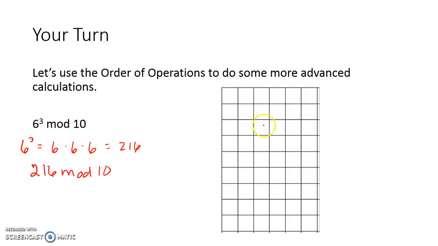And over here, I go and I divide 216 by 10. 10 doesn't go into 2, but it goes into 21 twice. So 2 times 10 is 20. When I subtract, I get 1. Bring down the 6. 10 goes into 16 once. 1 times 10 is 10. When I subtract, I get 6. So 6 to the 3rd mod 10 is 6.